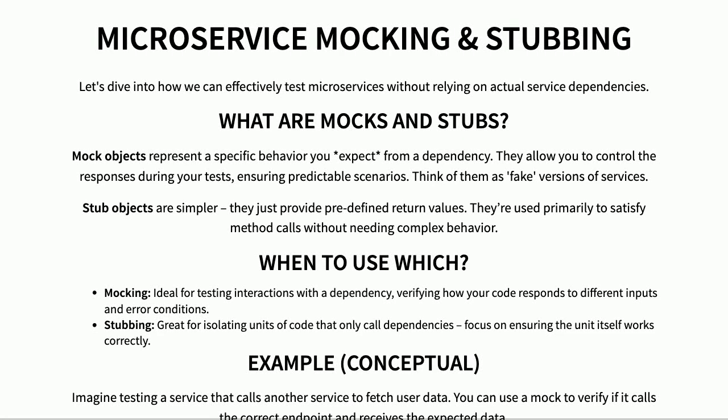Okay, let's talk about mocking and stubbing in microservice testing. Basically, these techniques help us isolate our tests from real services so we don't depend on them being up and running or behaving perfectly. Mocks are like creating fake versions of those services that you can control. You tell them exactly what to return. Stubs, on the other hand, are simpler. They just provide predefined responses to calls. It's helpful to think about when you'd use each one. Mocks are good for verifying interactions and error handling, while stubs focus on ensuring your code works correctly with simple dependencies.